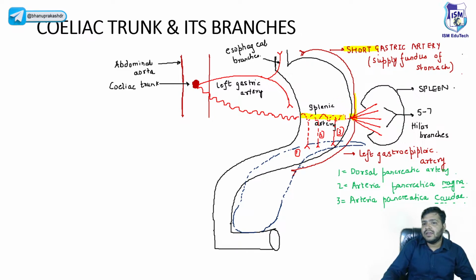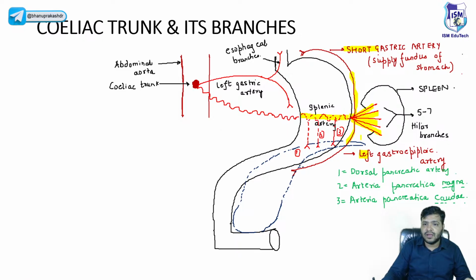So the splenic artery, it is passing behind the stomach, right? And at the terminal point it is giving 5 to 7 hilar branches or terminal spleen branches. It is giving 5 to 6 short gastric branches, right? It is supplying the fundus of the stomach. At the terminal end, it is also giving one branch that is called the left gastroepiploic artery.